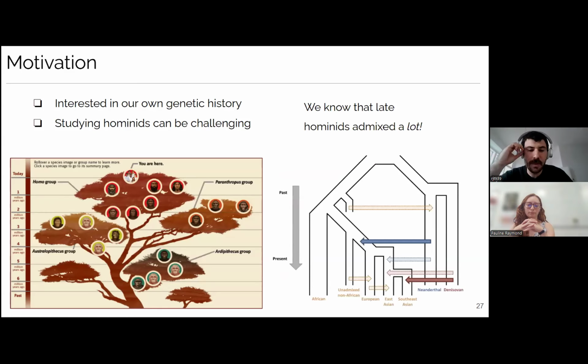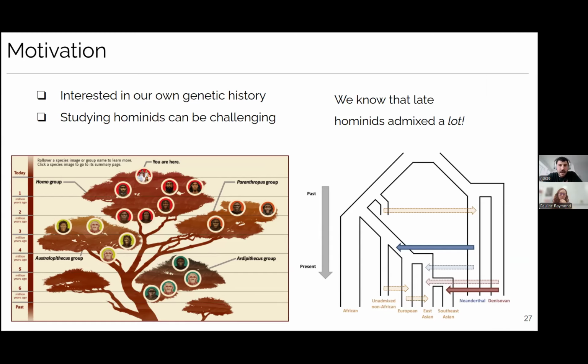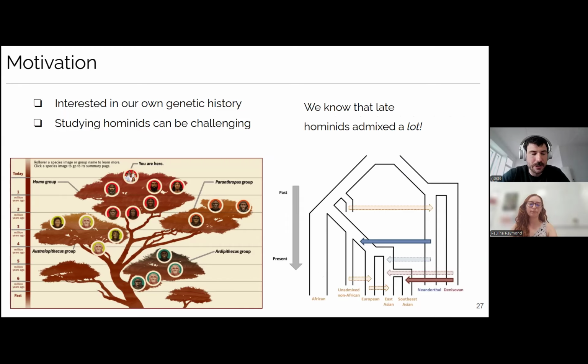And also from ancient DNA, we know that the late hominids, at least, like Neanderthals and Denisovans and our most recent ancestors, modern humans, admixed a lot. And pretty much everyone has admixed with everyone else, leading to many parts of the genome that originate from another group rather than the original that we're studying.